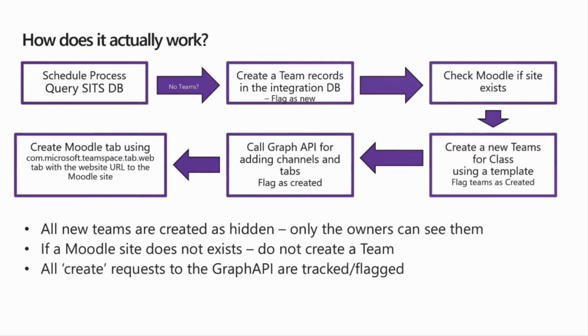If a Moodle site did not exist, a team would not be created but added to a queue where it would be checked again in a few days. All create requests to the Graph API are tracked and flagged in the integration database, so it can be picked up where it left off when the Graph API calls are throttled or fail for whatever reason.